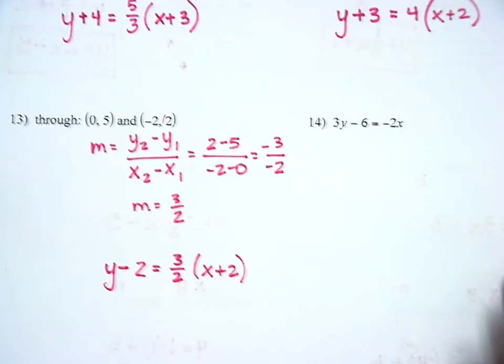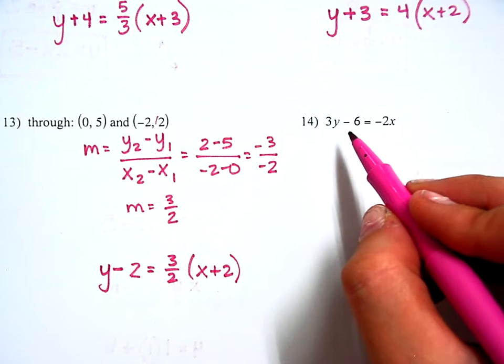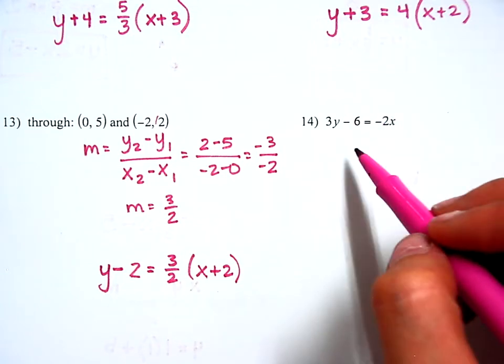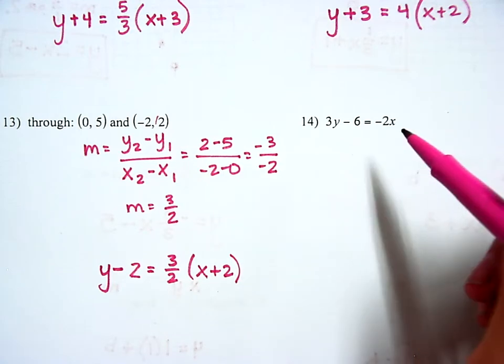Okay. Last one. Now this is an equation already, but we're going to write it in point-slope form. So what I want to do is some algebra so that the only thing on the left side of the equation is y and a number, and on the right side I'm going to have 2 times something in parentheses if I can.